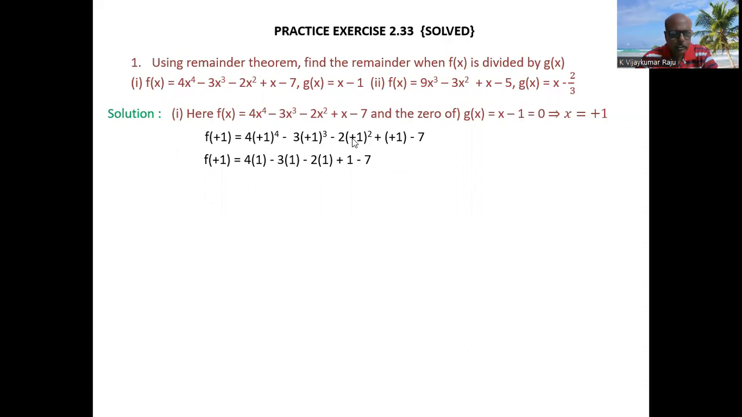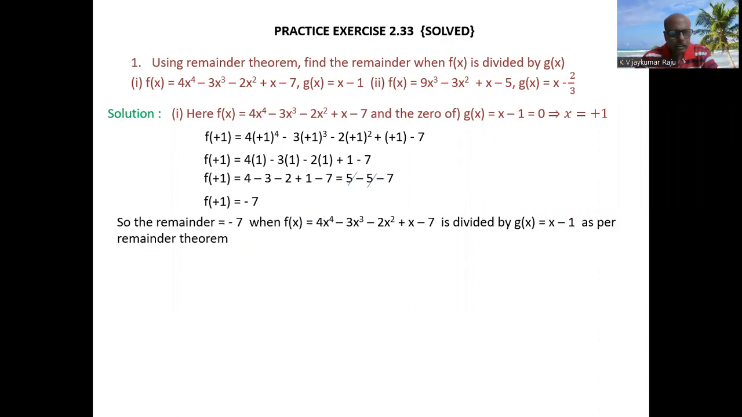This will be only 1. This will be 1. This will be 1. This is 1. So it will be 4 minus 3 minus 2 plus 1 minus 7. 4 plus 1, 5. Okay. And minus 3, minus 2 minus 3 is minus 5. So 5 minus 5 minus 7. F of plus 1 is minus 7. The remainder is minus 7 when f of x is divided by x minus 1.